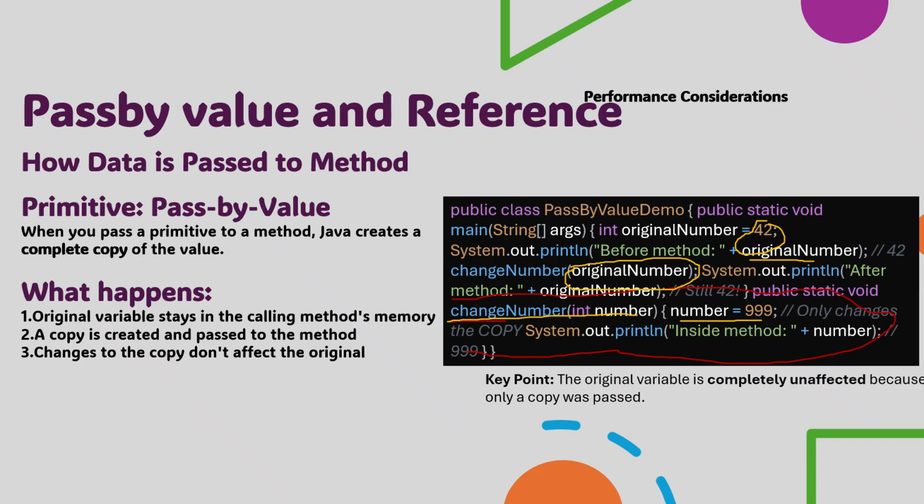Now, when we have pass by value for primitives, definitely we are not going to leave out references, right? Before I go, the key point says that the original variable is completely unaffected because only a copy was passed. So that is what it's about. That was all the explanation I spoke about. Because we have pass by value for primitives, definitely we must have pass by value for references.